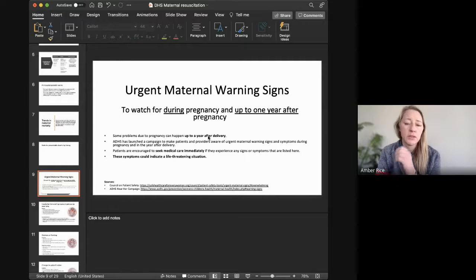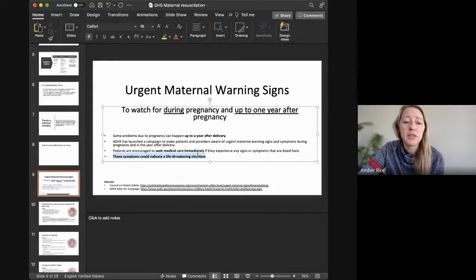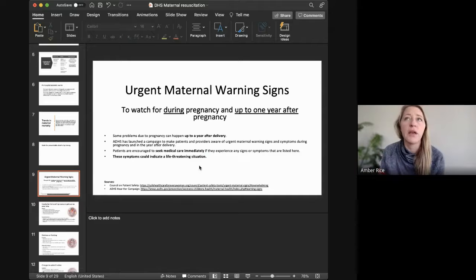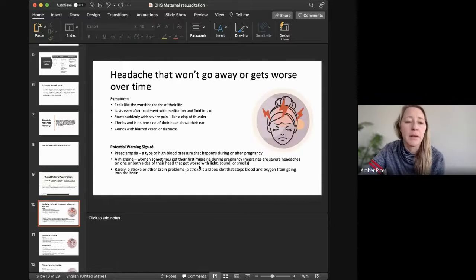But I thought what you had sent me was actually really good. So I'm going to flip through these slides that Clark sent just so that you can see what's in here. It gives a little bit of explanation about the campaign and talks about why certain symptoms in a pregnant or postpartum patient could be warning signs of something more life-threatening than you would think if it wasn't someone that had had a baby.